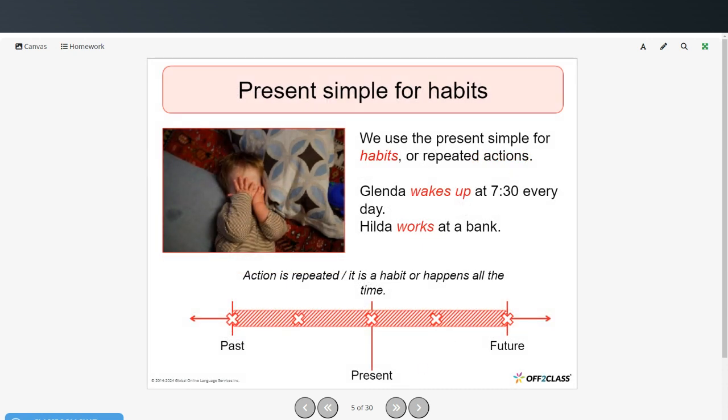We also use the present simple for habits or repeated actions. For example, Glenda wakes up at 7:30 every day. Hilda works at a bank. So the action is repeated. It's a habit that happens or appears all the time. So past, present, future, it's just something that is always true or that is repeated all the time.